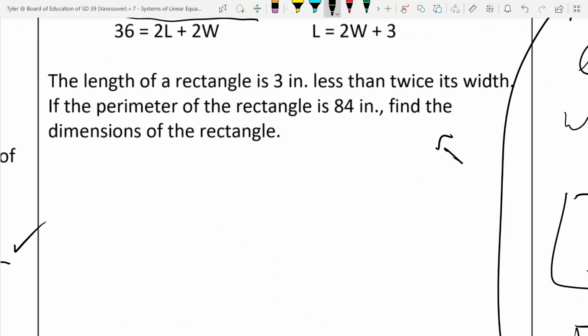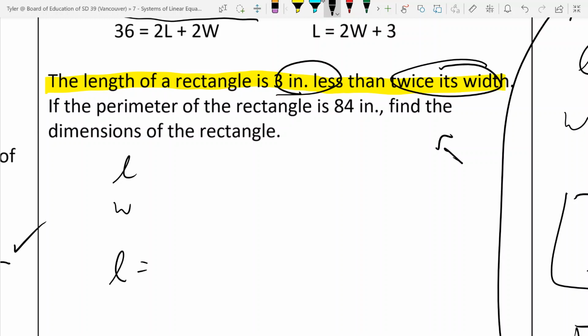The length of a rectangle. So first of all, I know I'm dealing with length and width, right? Those are my two. The length of a rectangle is 3 inches less than twice its width. So I'm going to do twice its width minus 3. Twice its width, 3 inches less is minus 3.